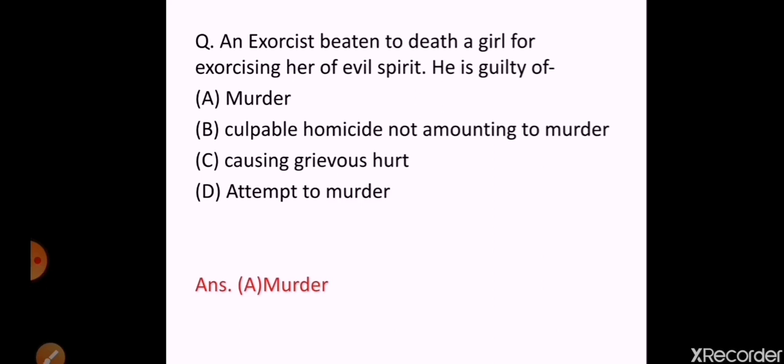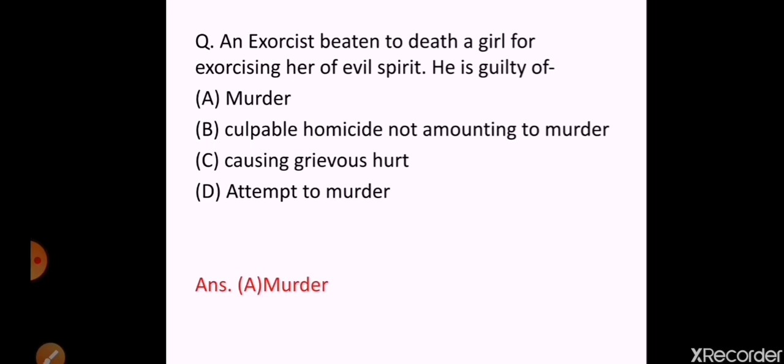So yes, it is again in section 300, illustration D. You have to see that it is under illustration D, and also in the explanation it has been given of murder. This question has been asked in the Punjab ADA examination in 2017.